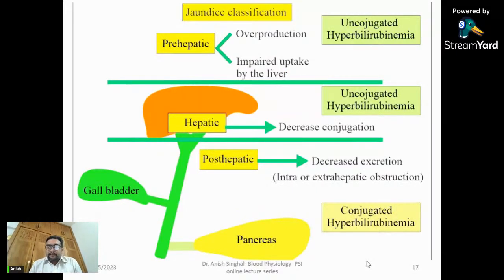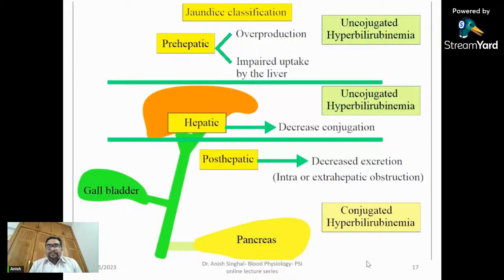So if this is the problem, then what happens? Before the liver stage, if there is hemolysis, more breakdown of RBCs, that can lead to increased concentrations of unconjugated bilirubin. So this is called unconjugated hyperbilirubinemia, and this hyperbilirubinemia will cause yellowish discoloration in the skin and mucous membrane. If the cause is absence of the enzyme UDP glucuronyl transferase, there would be less conversion of unconjugated to conjugated bilirubin, and again this will be a type of unconjugated hyperbilirubinemia.